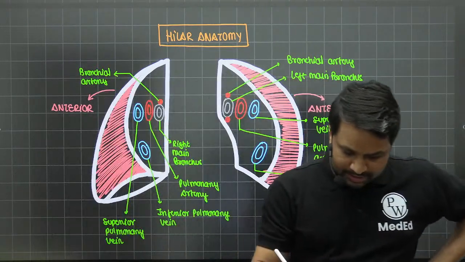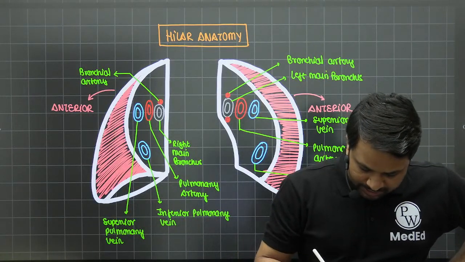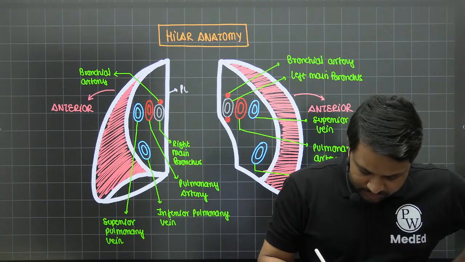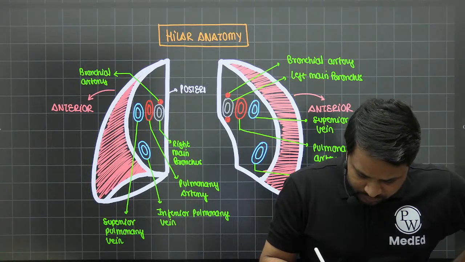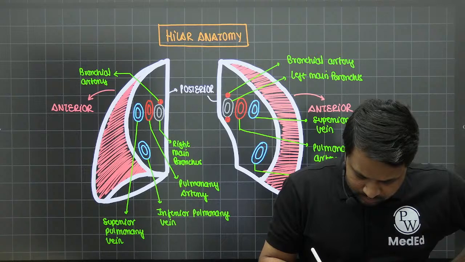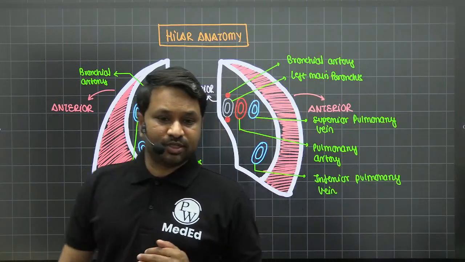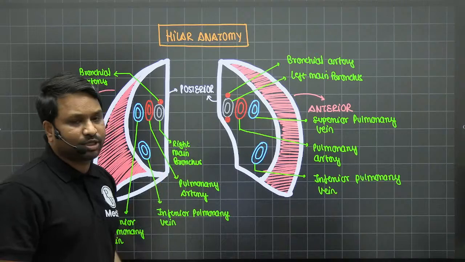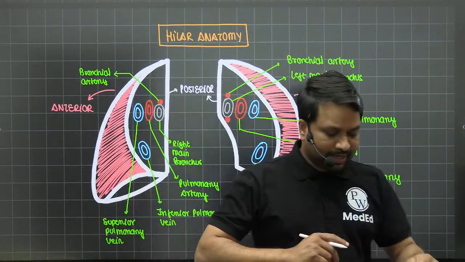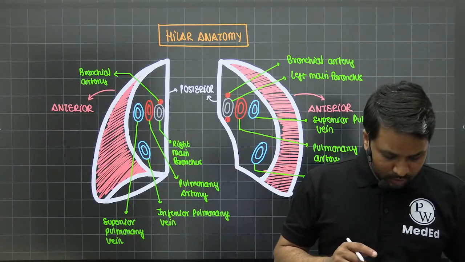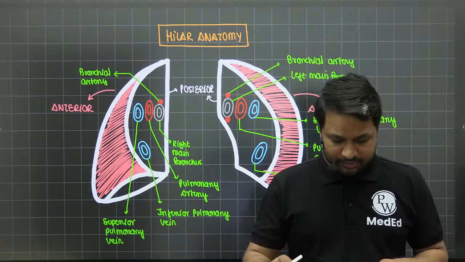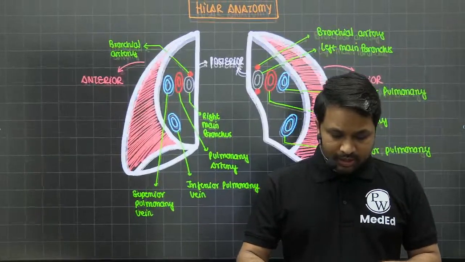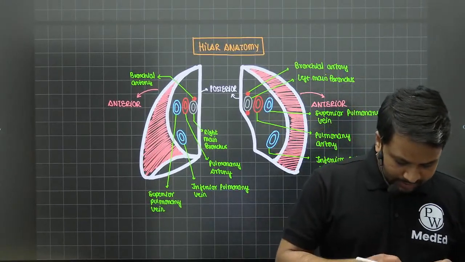So this is the anterior surface, and this happens to be your posterior surface. So anteriorly, these are the structures that you're going to encounter. Posteriorly, these are the structures that you're going to encounter. So hilar anatomy is very, very important. You cannot afford to miss that. Okay? So this is all that you should know in the context of hilar anatomy.